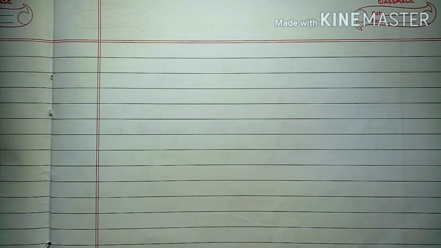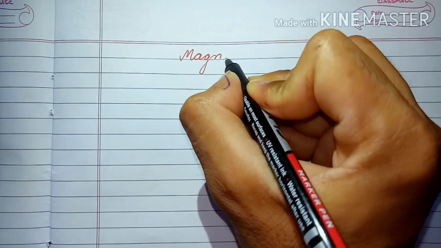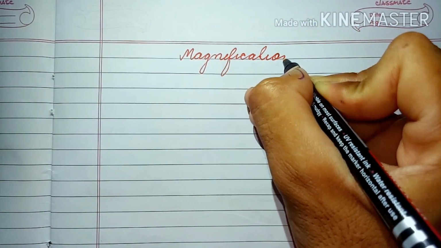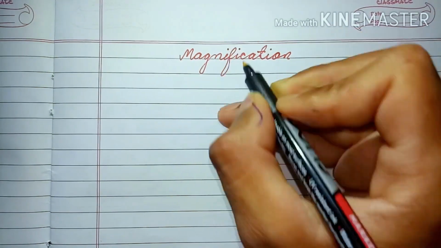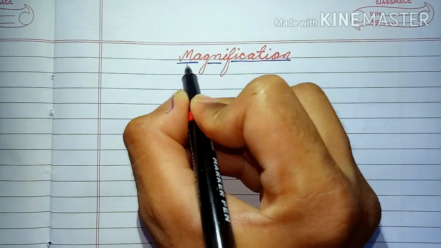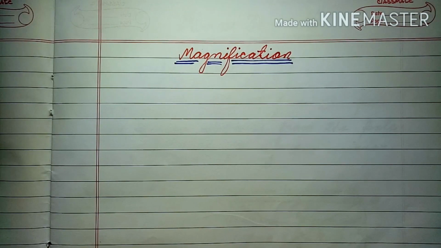Hello student, today we are going to discuss our last topic of reflection of light, that is magnification. But first of all, student, we need to understand what we mean by magnification.